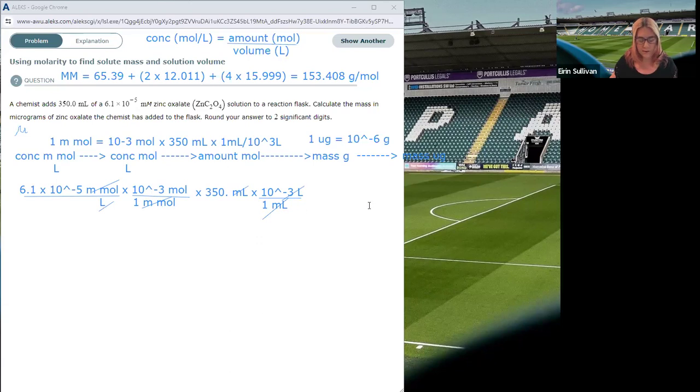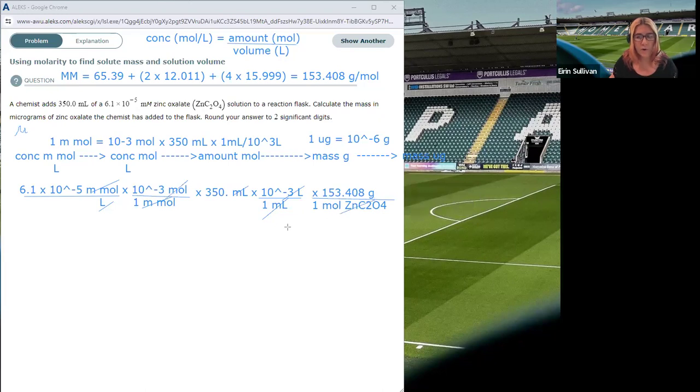So I've got my moles of zinc oxalate now. All I'm doing is something we've been doing for ages now, which is converting amount in moles into mass in grams using the molar mass. We know the molar mass is 153.408 grams for every 1 mole of zinc oxalate, like so. Now the moles are going to cancel out.